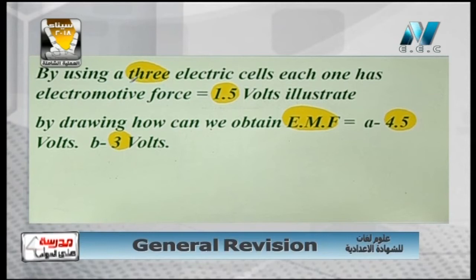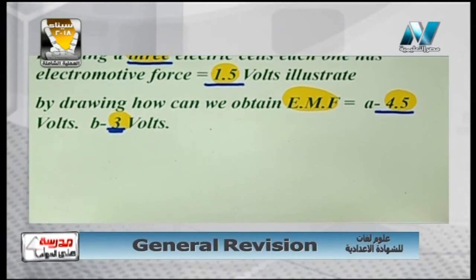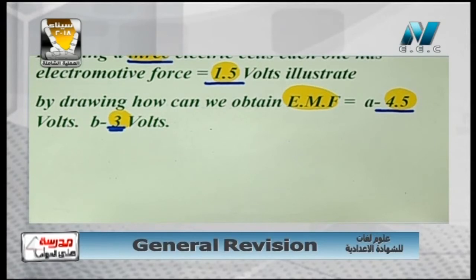طبعا we have how many cells? We have three electric cells and each one of them has electromotive force equal 1.5 volts. How can we connect them? ازاي هوصلهم to obtain 4.5 volts or 3 volts. طبعا 4.5 volts as a maximum electromotive force of the dry cell or the battery. So we have all the electric cells connected in series connection, as you see in front of you. زي ما احنا شايفين قدامنا كده, we have three cells. We connect them in series connection.